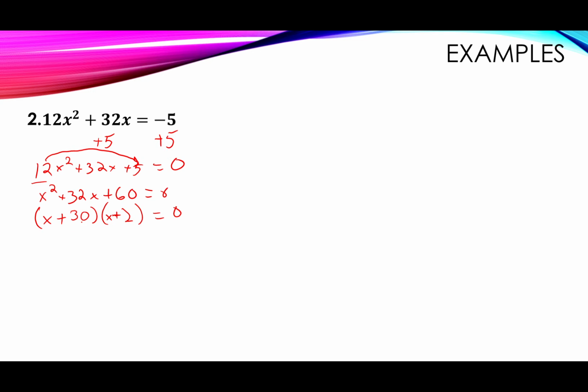Not done yet, because now I got to divide by the number I slipped over, so it's going to be 12. And so I'm going to have to reduce this. Well, 30 and 12 share the greatest common factor of 6.